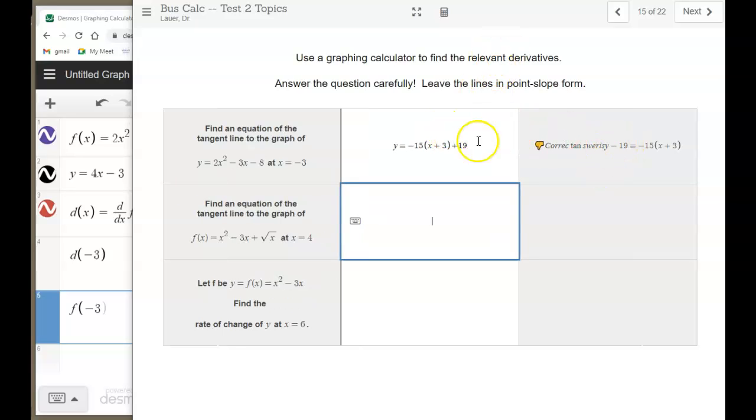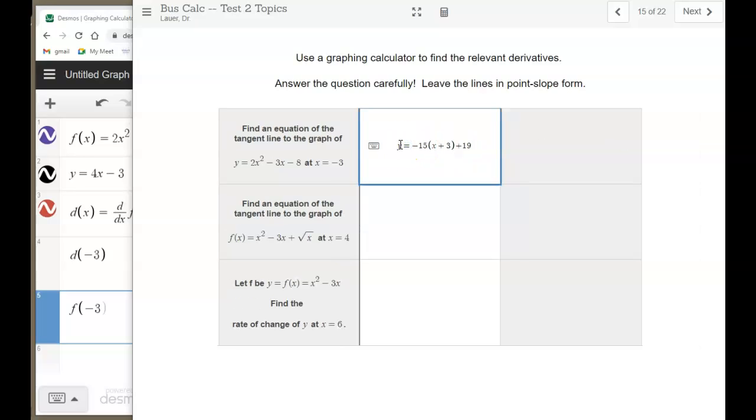So I want it in this form. So y minus 19 gives me the correct form. So I'm expecting you to leave it in the point slope form just like this. I didn't ask you to solve for y, and I wanted you to see what it looked like. It looked a little wonky.